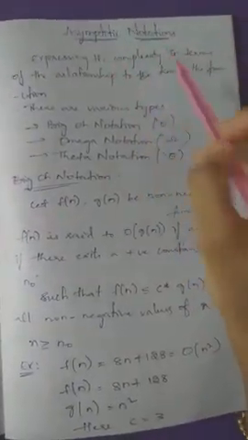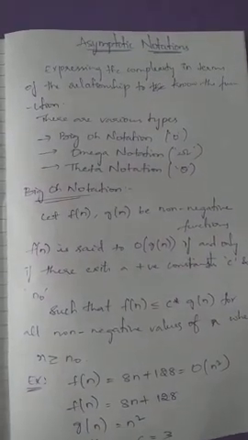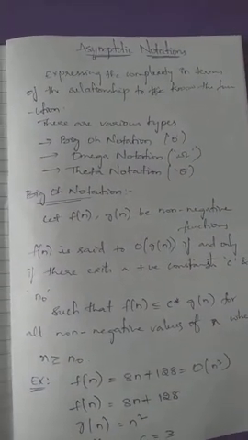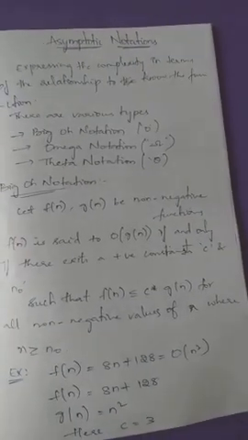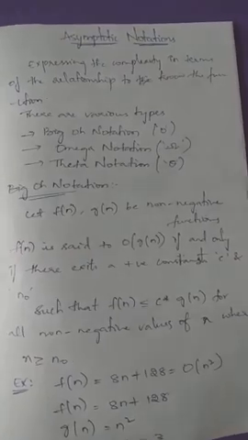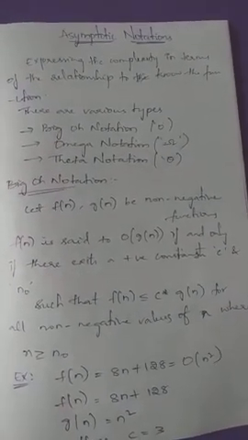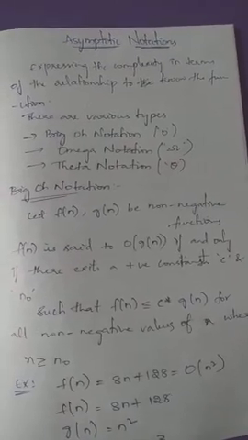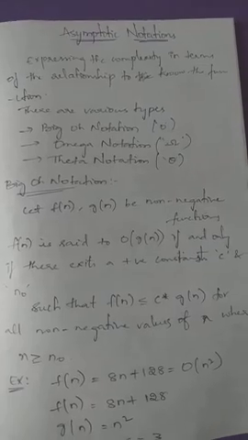Hello sir, today I am going to explain about the asymptotic notations. Asymptotic notation is nothing but expressing the complexity in terms of the relation to a function. There are various types of asymptotic notations. They are big O notation, omega notation and theta notation. Big O notation is denoted by capital letter O, omega notation is denoted by the omega, and theta notation is denoted by the theta.